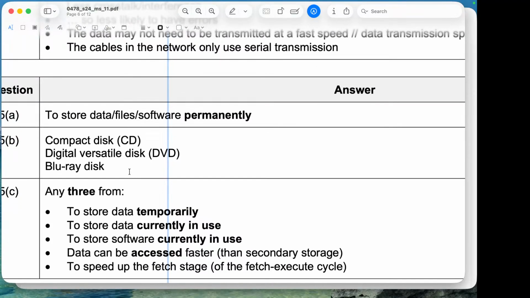So it stores data temporarily, stores data currently in use. To store software currently in use, data can be accessed faster than secondary storage, and to speed up the fetch stage of the fetch-execute cycle. So don't worry if you haven't got that last one, because guess what's going to be in your lesson this week? For those of you who are my live students, we're doing von Neumann this week. It's the last thing. So don't worry about that.